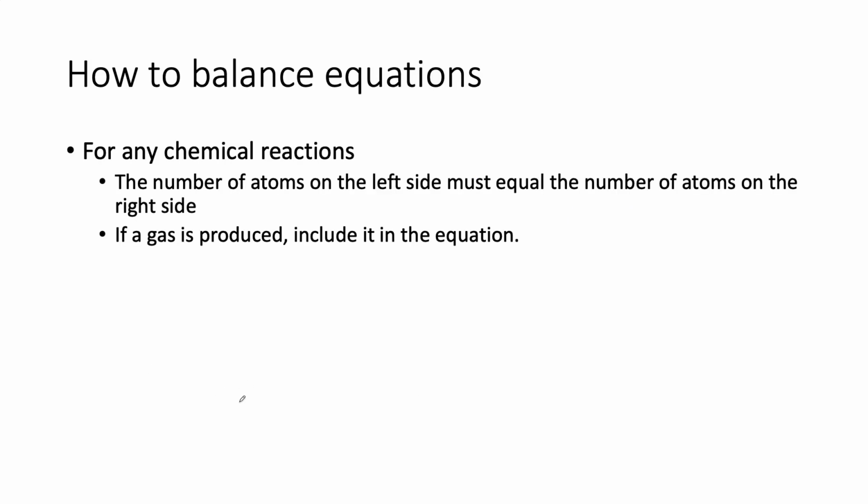And so to balance these equations, we've got to conserve mass. Conservation of mass is something that Dalton had. And so for any chemical reaction, the number of atoms on the left-hand side must equal the number of atoms on the right. If we produce a gas, it has to be included in the equation, because even though it goes away, it comes out of solution, we still have to treat it as being there.